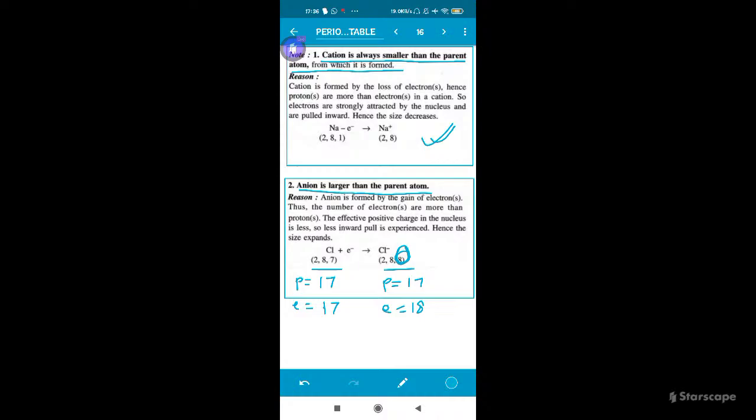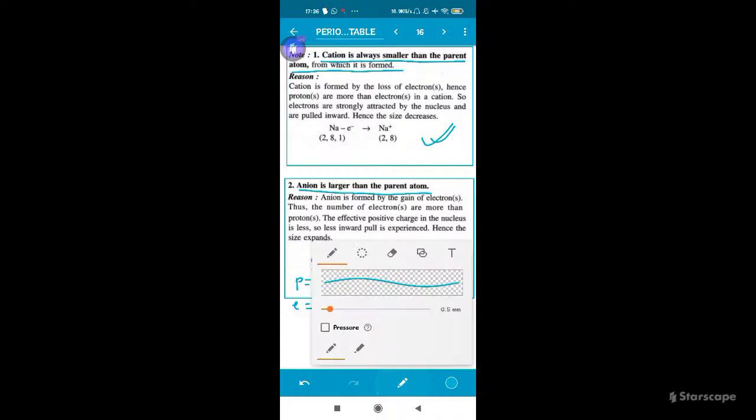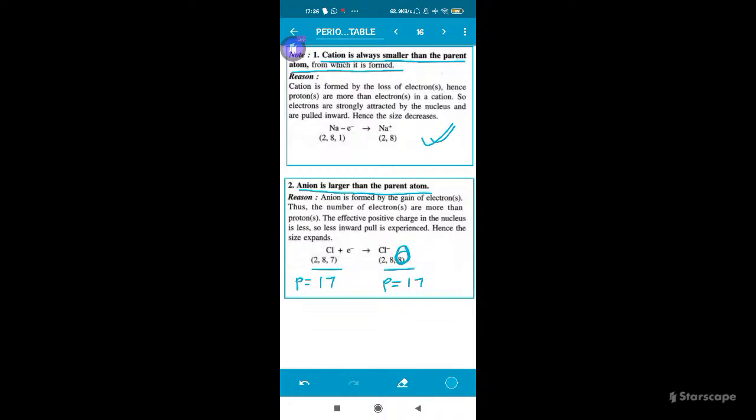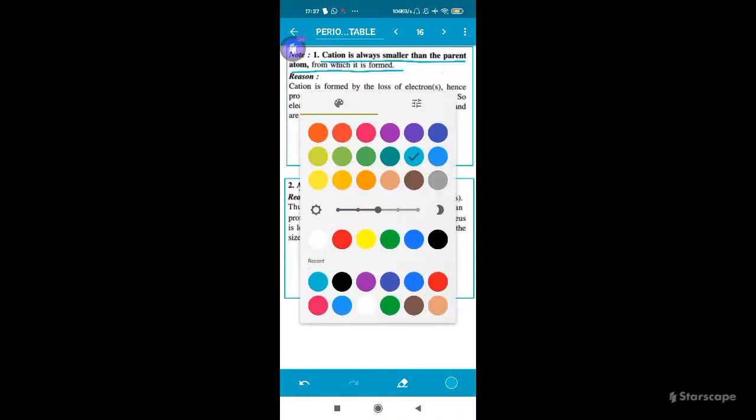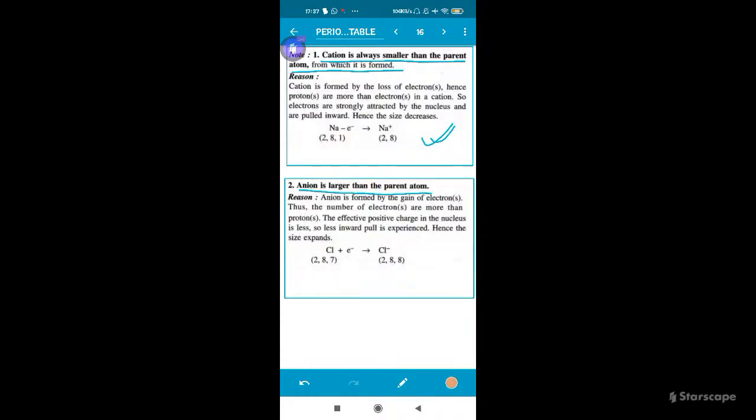So an anion is always larger than the parent atom, but a cation will always be smaller than the parent atom. So if I ask you a question as such, out of magnesium atom and magnesium ion, which one will be larger? This is a cation. Cation is always smaller than the parent atom, so the magnesium atom will be larger than the magnesium ion. Now if I ask you another question, which one will be larger, fluorine ion or fluorine atom? Obviously the fluorine ion will be larger because this is an anion. An anion will always be larger than the parent atom. So I hope this is clear till here.